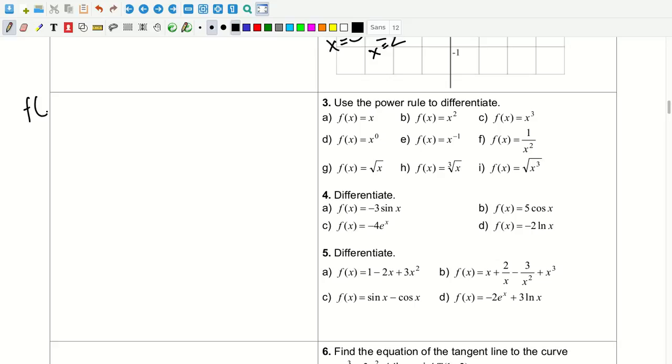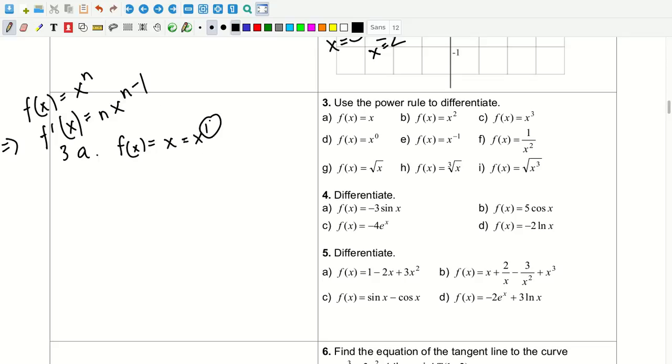Now the power rule to differentiate. The power rule says that whenever we have a function x to the n, the derivative is going to be n x to the n minus 1. That translates very easily for certain functions. For 3a, I've got f of x equal to x, but that's just x to the 1. So n equals 1, and I just use my formula. f prime of x is just 1 times x to the 1 minus 1. That's x to the 0, and x to the 0 is 1. So it's 1 times 1 equals 1.